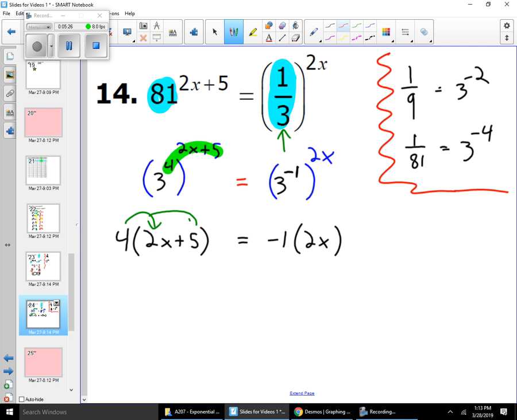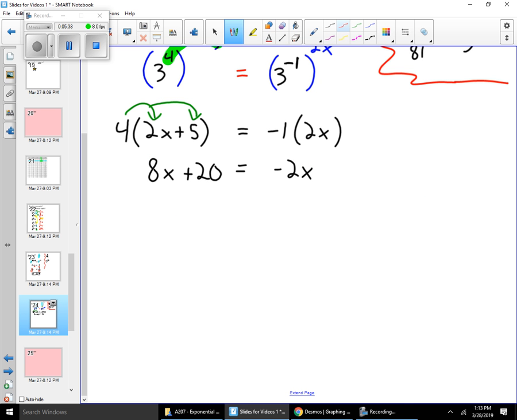Distributive property on the left, 4 times 2 is 8, 4 times 5 is 20. On the right, the opposite of 2x is just negative 2x. And this is a pick on the little guy problem. So I can add 2x to both sides. That will get rid of all my x's from the right. I can bring my constants over to the left. And that will leave me with 10x equals negative 20.